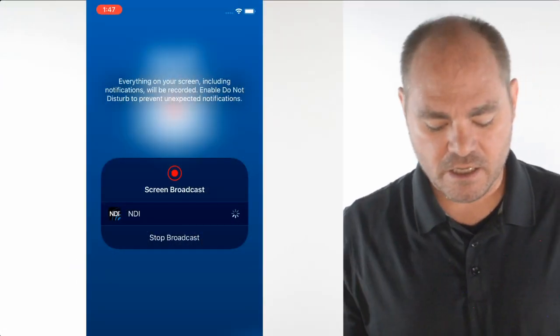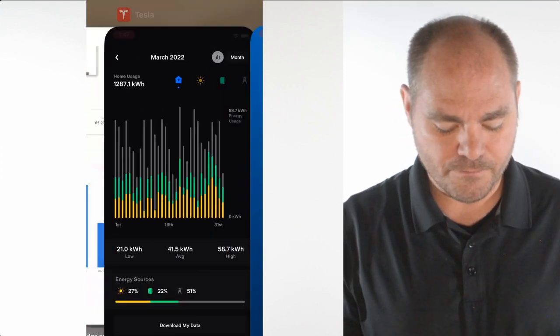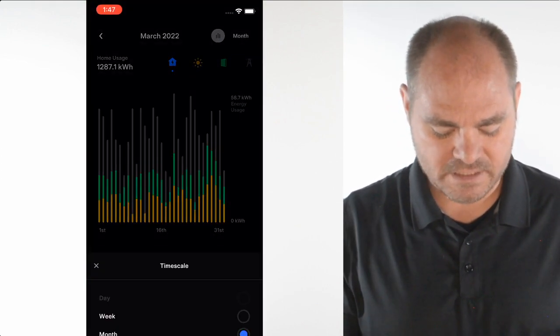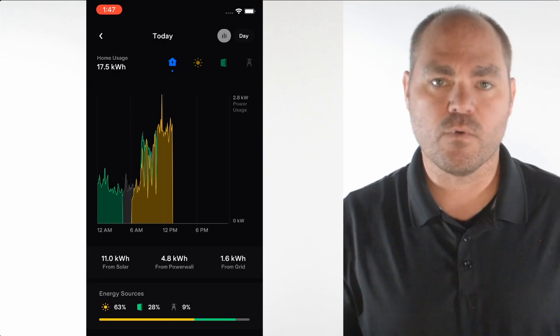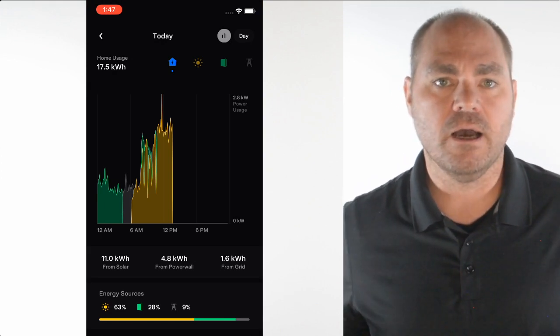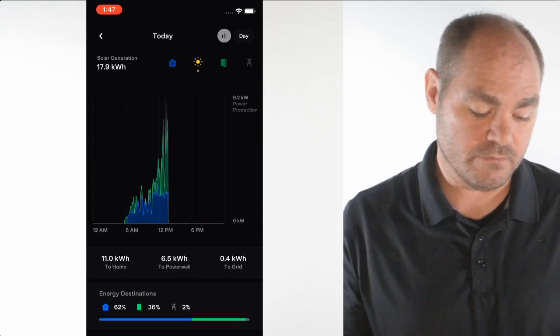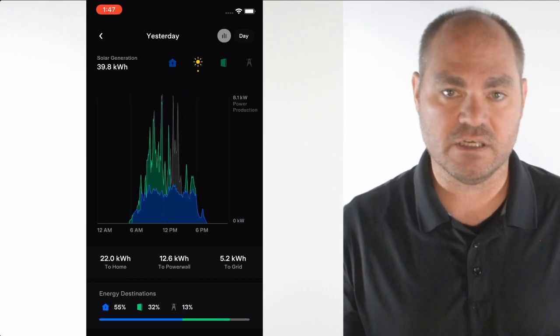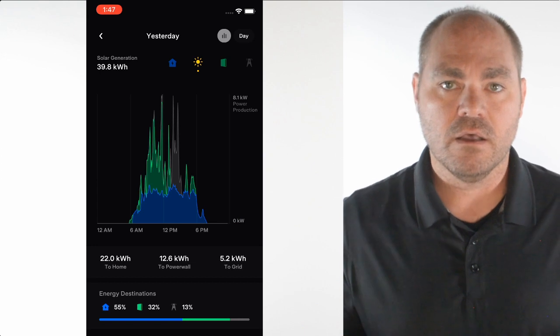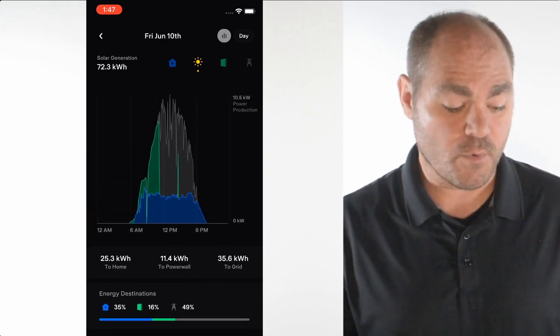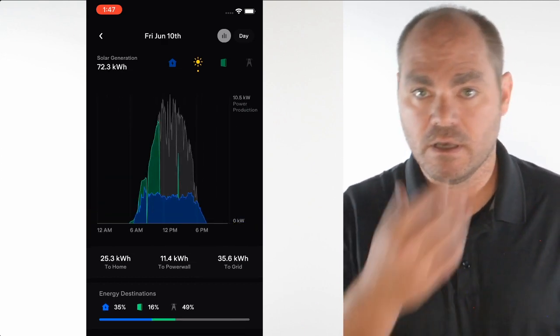We want to check on some production, right? So if we go back to the daily usage, today we're at about 17.5. We just haven't had very good production these last few days. It's been cloudy. We've had a lot of rain. But if I go back a couple more days, you can see some better curves.